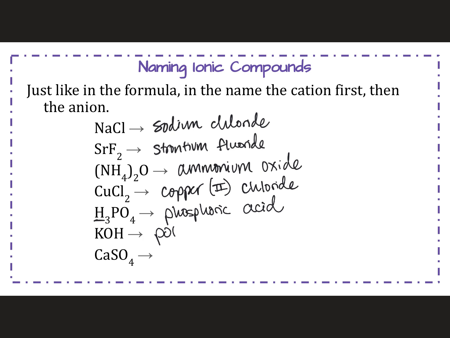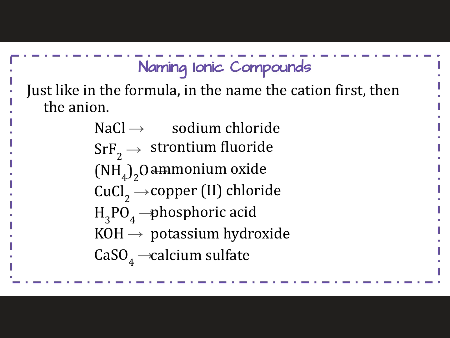Next up, we have potassium hydroxide. And then we're going to end with another substance with the polyatomic, calcium sulfate. Right, and here are those answers typed out if you want to see that typed out. We're going to talk a little bit more about the transition metal as well as the acid, but the rest of those you should have been able to name based on your understanding of ionic compounds and polyatomics.